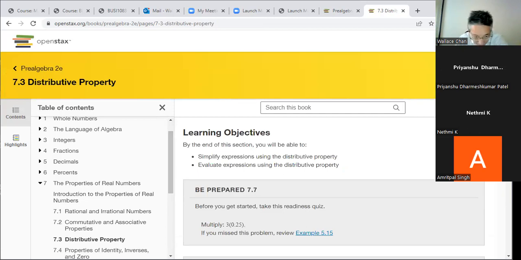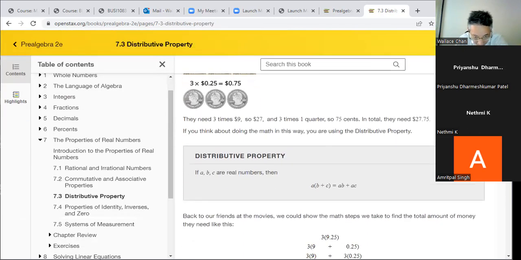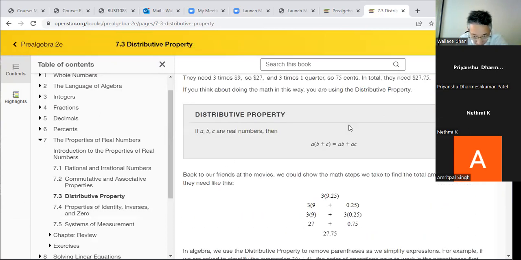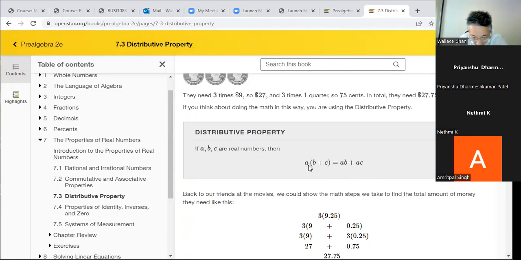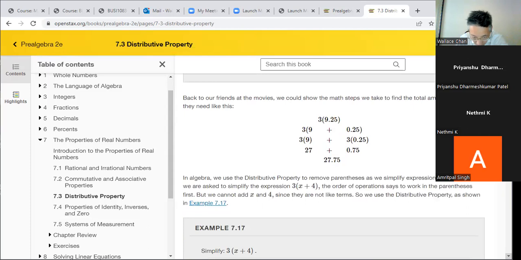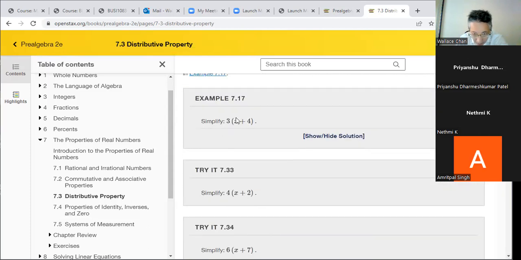Now let's take a look at what we call the distributive property. This is what we mean by distributive property. If you have an expression, A multiplied by parenthesis B plus C, it is actually the same as A multiplied by B plus A multiplied by C. And this is what we call the distributive property. Now, for example, here you have 3 and then parenthesis x plus 4.